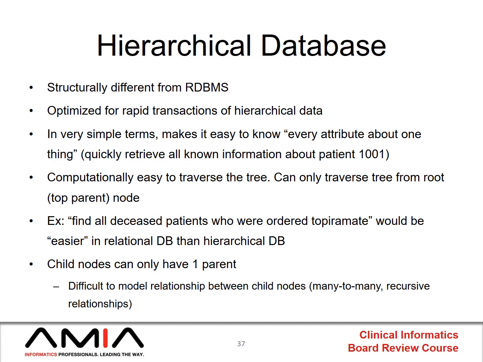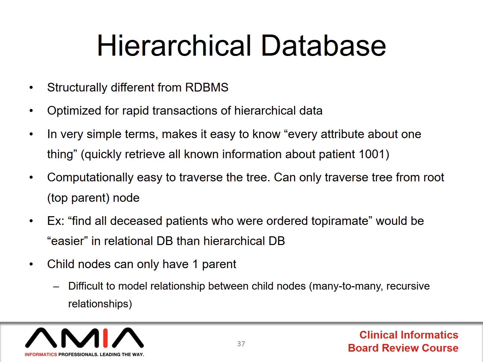And so typically the computer knows how to start from the root node in a tree like this, and quickly find the branch that it's looking for if you've indexed it correctly. So for example, a query like this, find all deceased patients who were ordered topiramate. That would be actually easier to do, quote unquote, in a relational database than it would be in a hierarchical database. Because in a relational database, I would go look through the patient table and find every patient who had a flag of deceased. So it would be a straightforward, maybe a couple of lines of SQL.